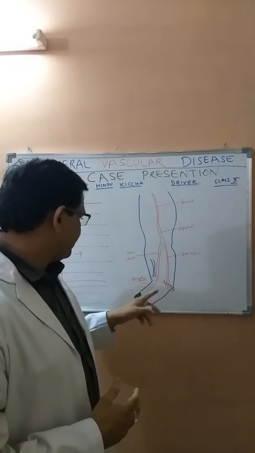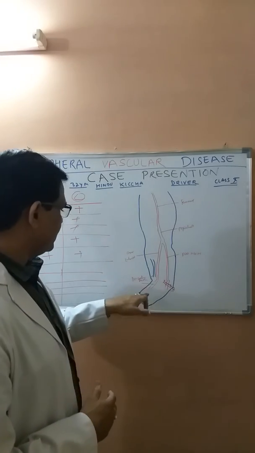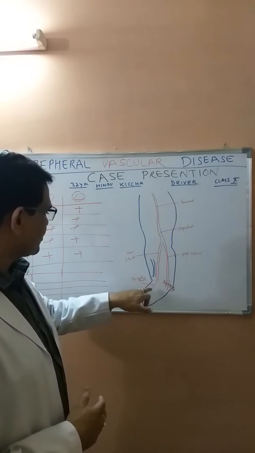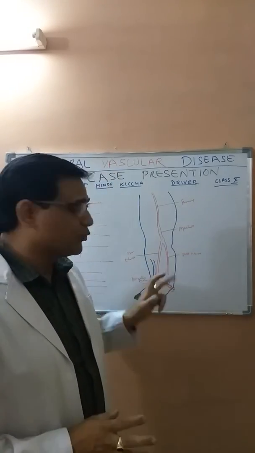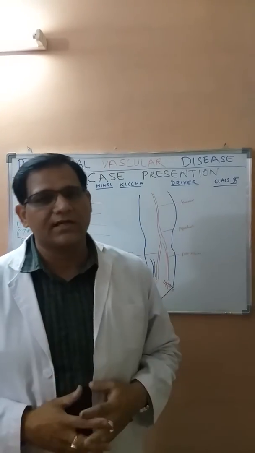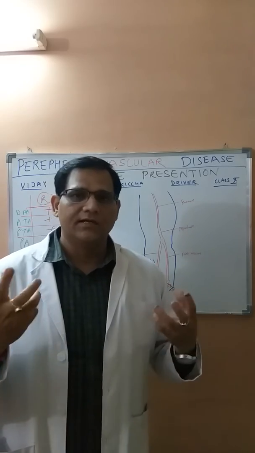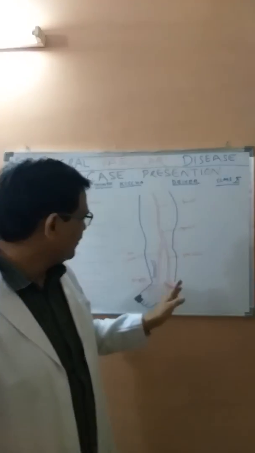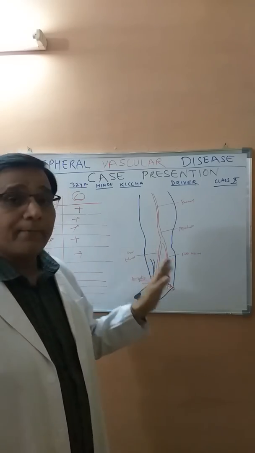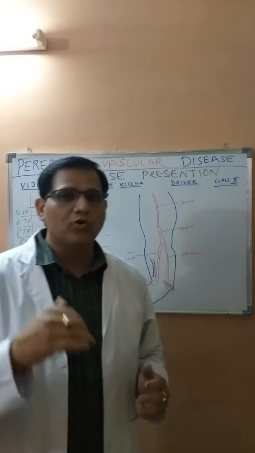Suppose there is no pulsation of the dorsalis pedis. And one more important thing, always try to look for the posterior tibial artery, because this is the first artery which loses its flow if the patient is suffering from peripheral vascular disease. So first try to feel for the posterior tibial artery. It's very important. And in the examination, sometimes you are not able to feel.